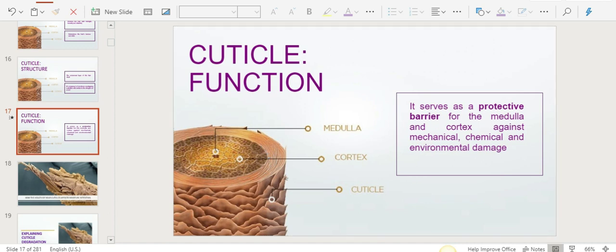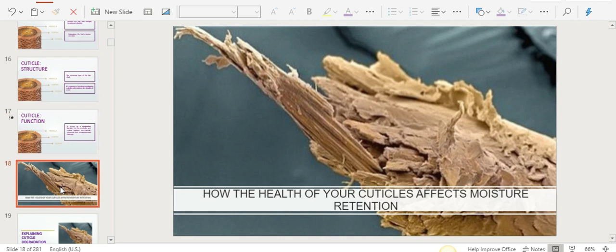All right. So in the next lesson, I'm going to be going over cuticle degradation and how the health of your cuticles affects moisture retention.